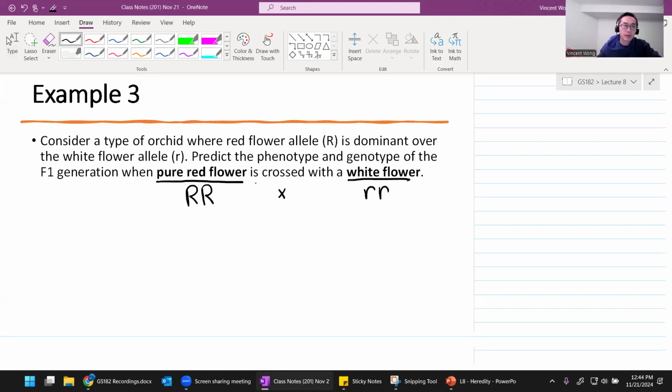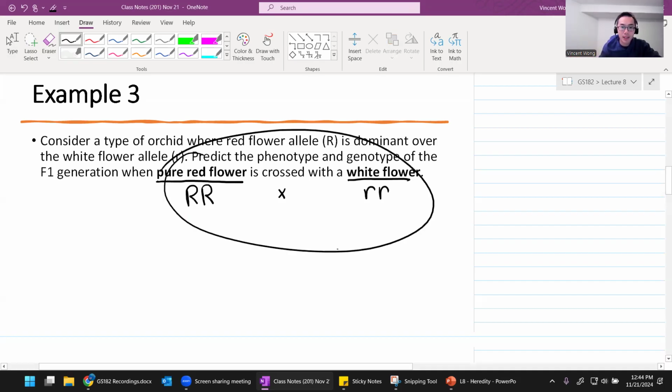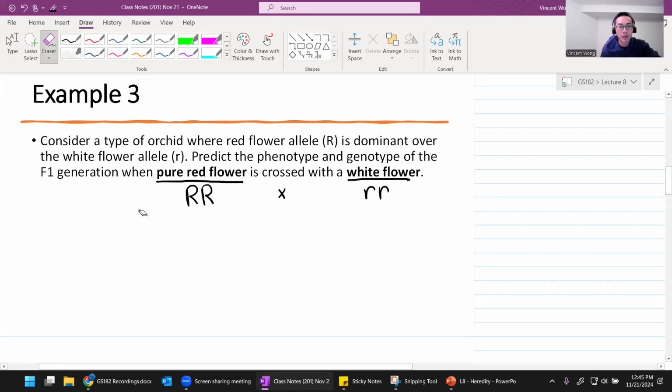Because on a test or quiz question, right? Everything else depends on getting this right. If this first step is wrong, your Punnett square is going to be wrong, your ratio is going to be wrong, right? So it's very important that you understand how to write these genotypes. Any questions?